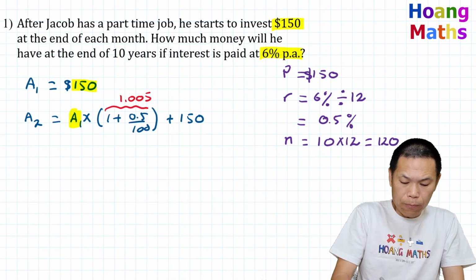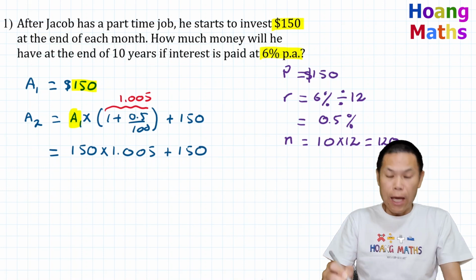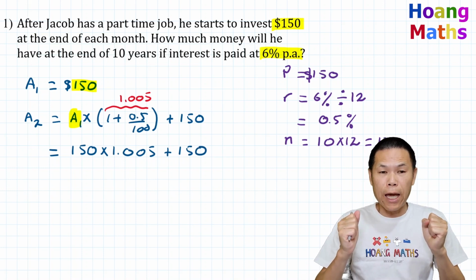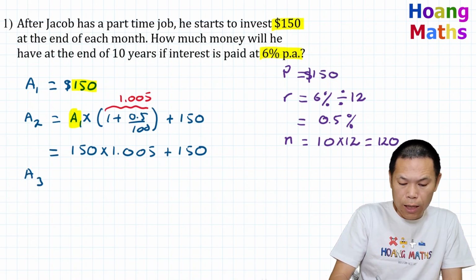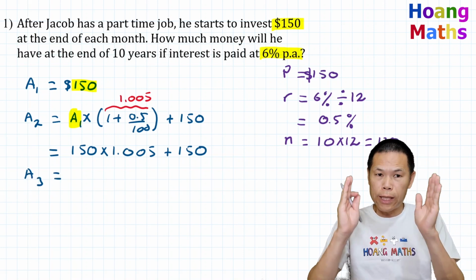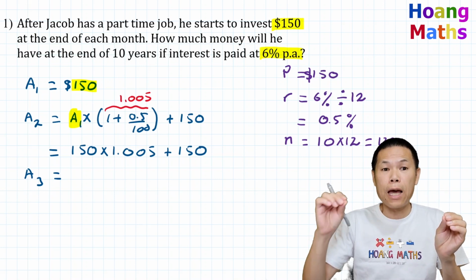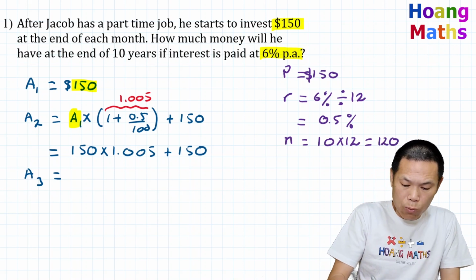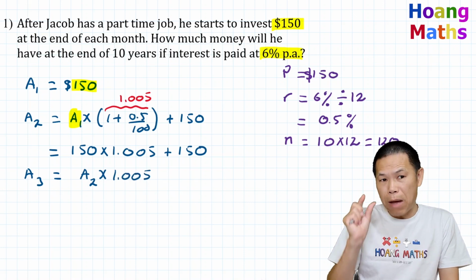So let me just write this down. So that is 150 and we times by 1.005. We add 150. So that is A2, at the end of the second month, okay? And then at the end of the third month, A3, the second month balance has interest and he also invests another 150. In another word, A3 is equal to A2 times 1.005. That is the balance.